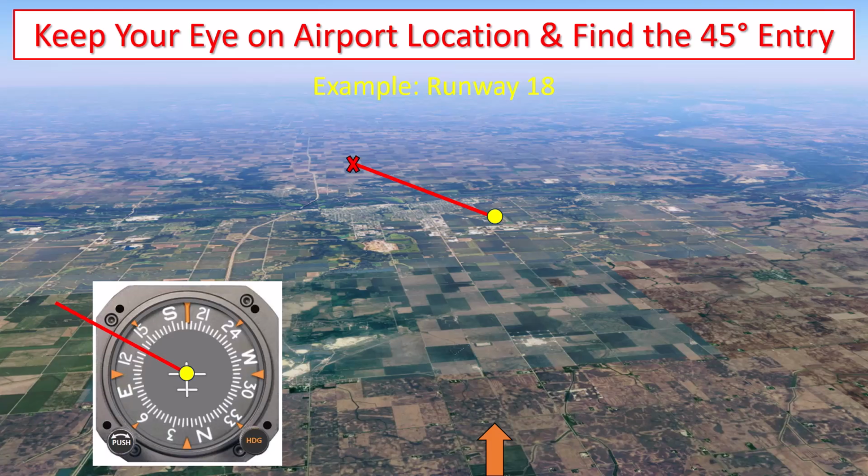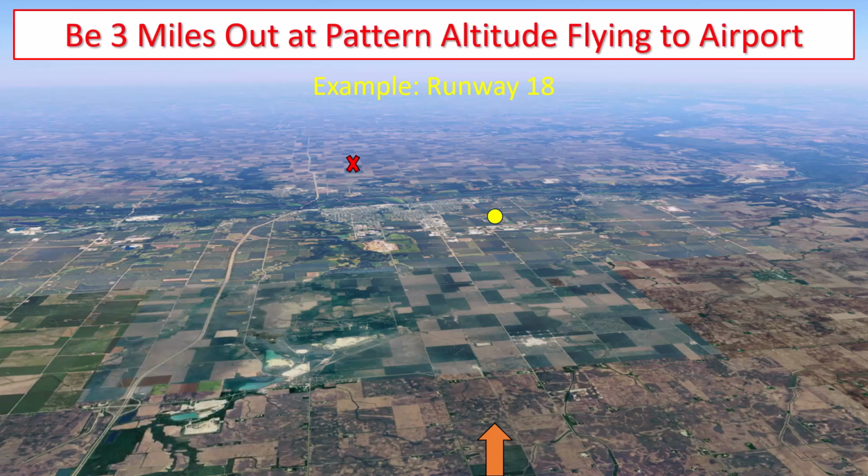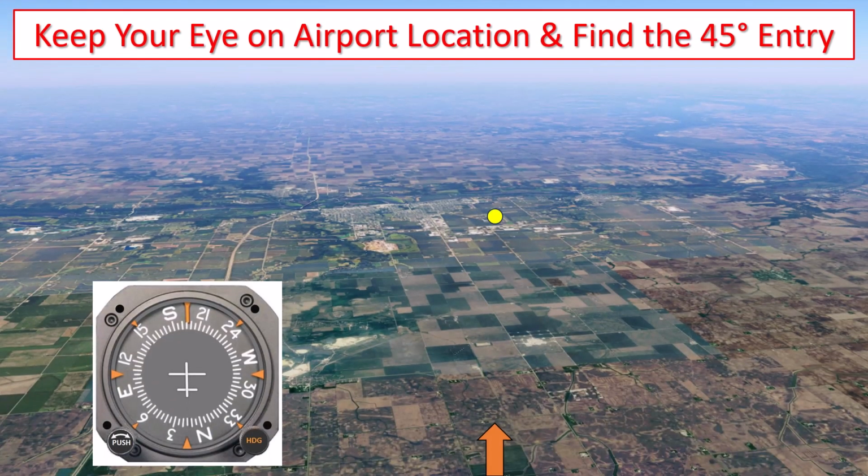You measure 3 miles out, you find a point, you put an X on it, you find a landmark around there, a lake, a river, a bend, or some kind of building that lines up with that 45-degree mark, and that is your 45-degree entry point. So all you got to do is keep your eye on that airport. The 45 is on the far left side, 3 miles out, and all you got to do is be at pattern altitude flying toward the airport when you get to that point. So you maneuver your airplane however you need to get there and start flying toward it.